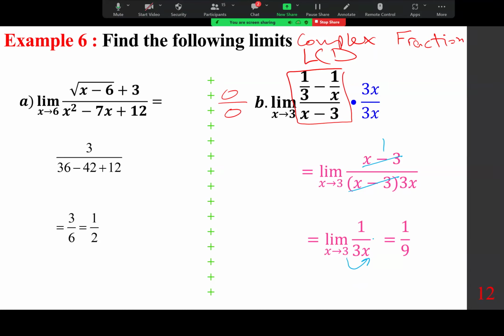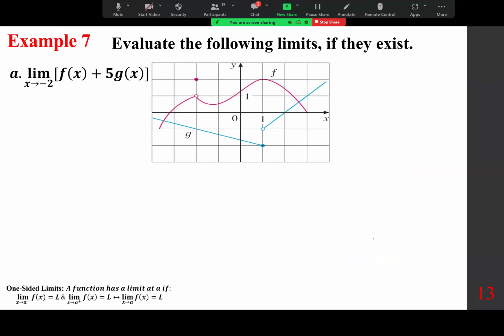We are going to move on. Evaluate the following limits if they exist. We are interested in the limit of f of x plus 5 g of x as x approaches -2, where f of x is this red function and g of x is this blue function. We are going to use the limit laws and separate them as the limit of f of x as x approaches -2 plus 5 times the limit of g of x as x approaches -2. We are using the limit laws.